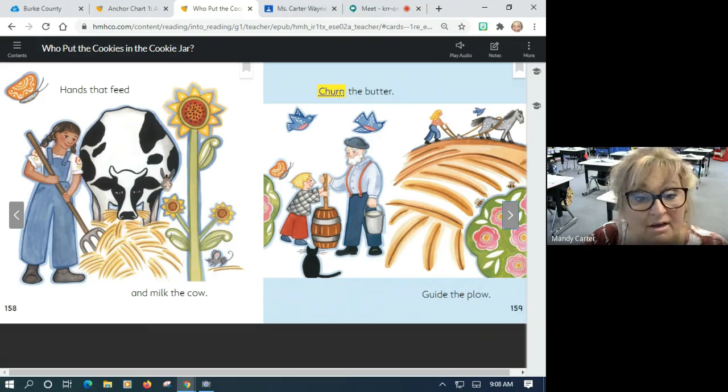Wow, I hadn't thought about that. You need some of the ingredients like milk to come from the cow, and then you need butter, and someone has to make the butter, don't they?